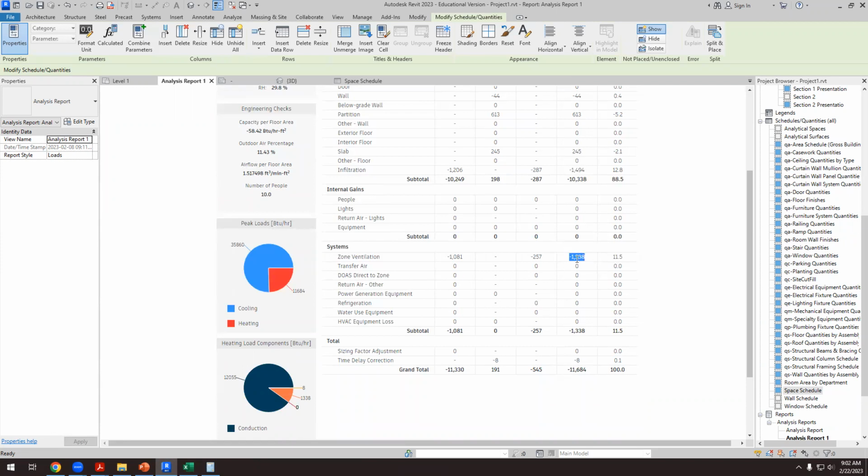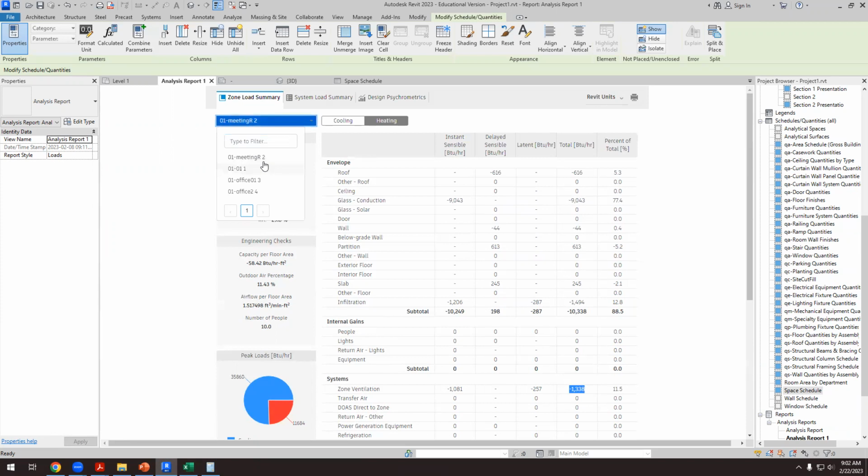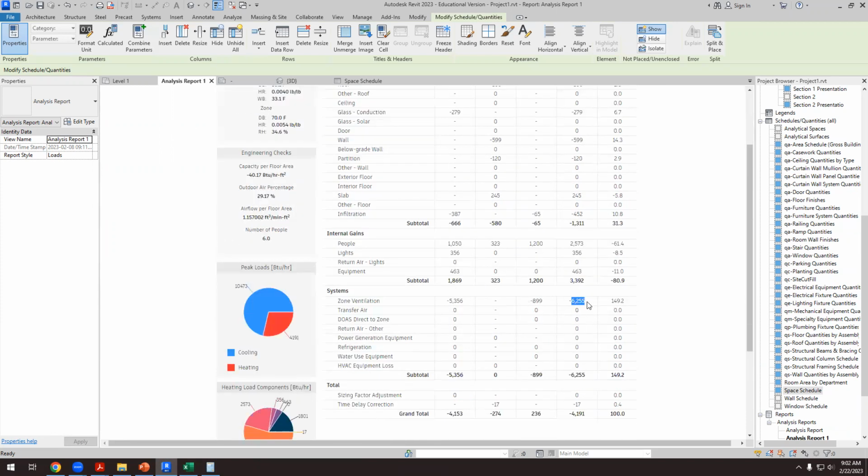Okay, so we have 1,300 for that space and 6,000 for that space, so on and so forth. Okay, so I'm going to add up all the ventilation loads. This plus 6,255 plus 8,354 plus 8,359. So that's the total ventilation load, 24,306.